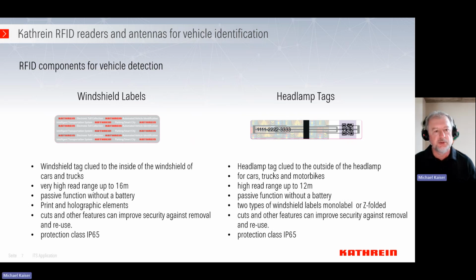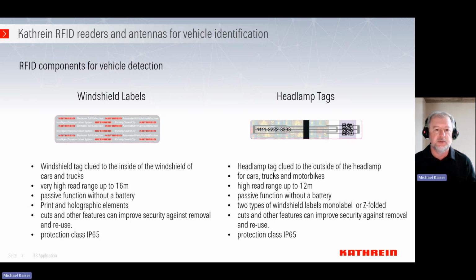The third component you need for vehicle identification are the transponders, the labels. Here we offer typical windshield labels, which are glued inside of the windshield for cars and trucks. It gives you a very high read range of up to 16 meters if the environment is not interfered with. We have a passive function without a battery, so you don't need a battery for this device. The antenna from the reader will give the energy.